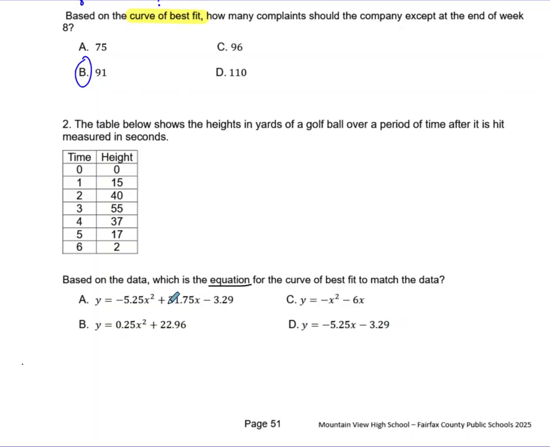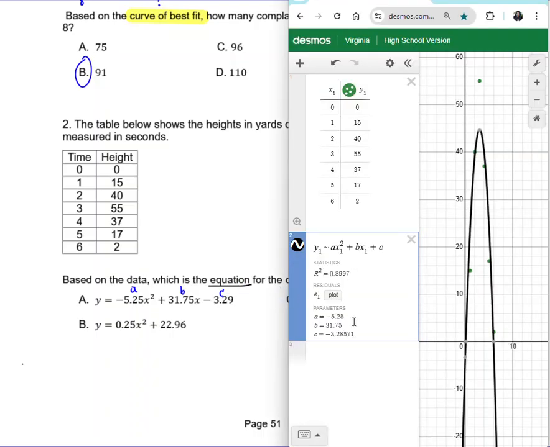It could be these two. You just want to find if the a matches with what I have in Desmos, if b matches with what I have in Desmos, and then this is c. So a is at negative 25, b is at 3175, and then c is at, it's rounded, but yeah, that is definitely the one.